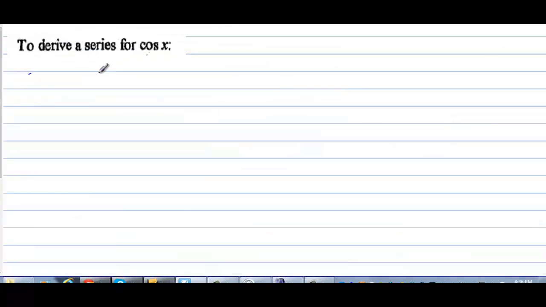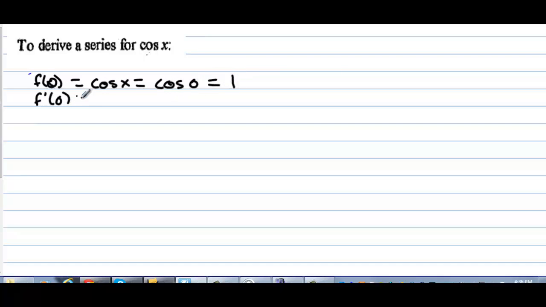Let's derive the series for cosine. We have f of 0. We're doing this at 0. f of 0 of cosine of x is cosine of 0. That's 1. f prime of 0 is negative sine of x. That's negative sine of 0, and that is 0.